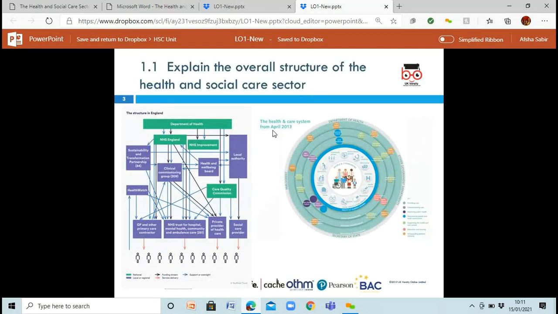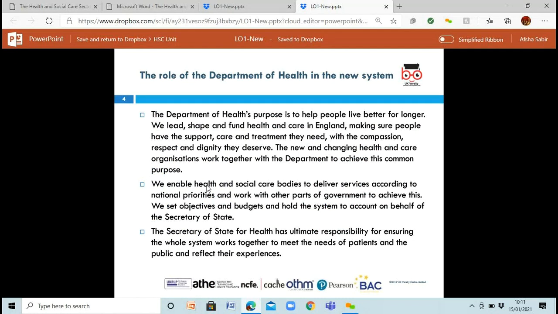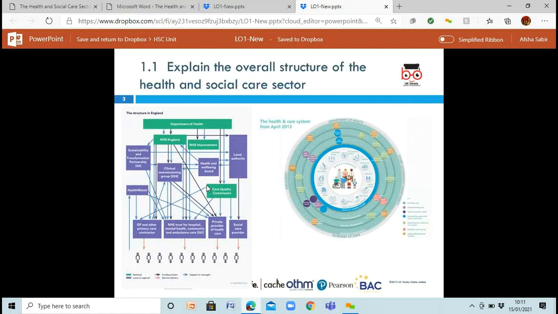Over here, we've got two diagrams which show the overall structure of the health and social care sector. Now, if I can zoom into these a little bit, if it'll let me do that. And no, it's not going to. Sorry, I apologize, we're just jumping ahead. So we've got two different diagrams. The first one is about the structure of England.